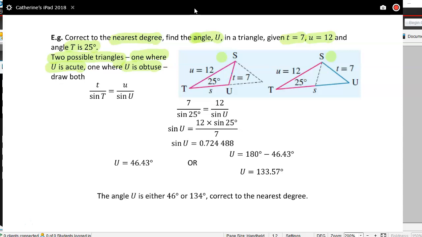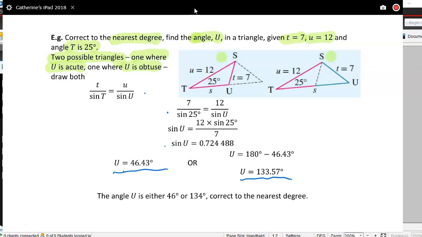Okay, so starting with my formula, my sine rule, subbing in my knowns and unknowns, I can get to sine u equals 0.724488, and then inverse sine gives you u equals 46.3 degrees, or u equals 133.57. So it's either case.